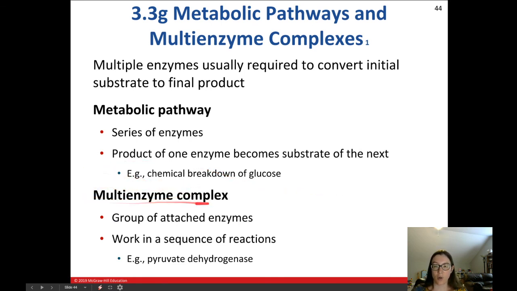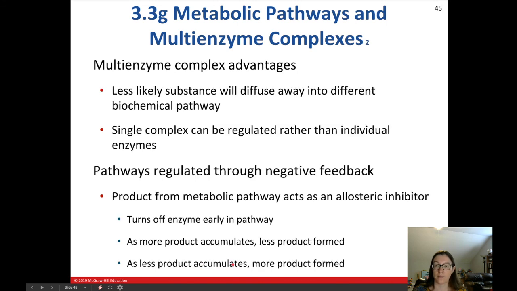The opposite of this is a multi-enzyme complex, where these enzymes are actually attached to each other. They're attached in one big glob, and they work in a sequence of reactions. Pyruvate dehydrogenase is an example of that. There are some advantages for the multi-enzyme complex. If all of them are directly together in one big glob, it's less likely the substrate will diffuse away into a different pathway, right? Because they're all together and the substrate will go through very quickly.